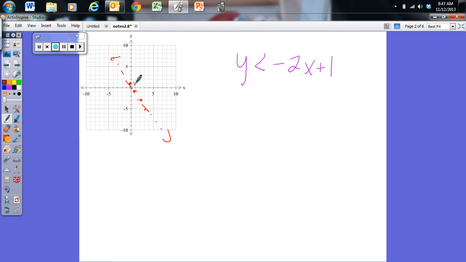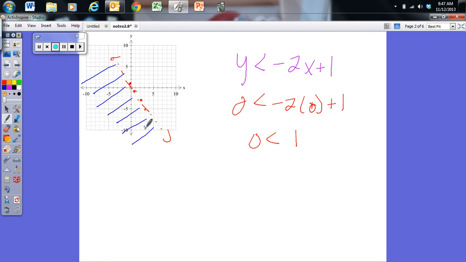Again, 0, 0 is to the left of the line, so let's check 0, 0. 0 is less than 1, because negative 2 times 0 is 0. That is a true statement, so this time we're going to shade to the left of the line.